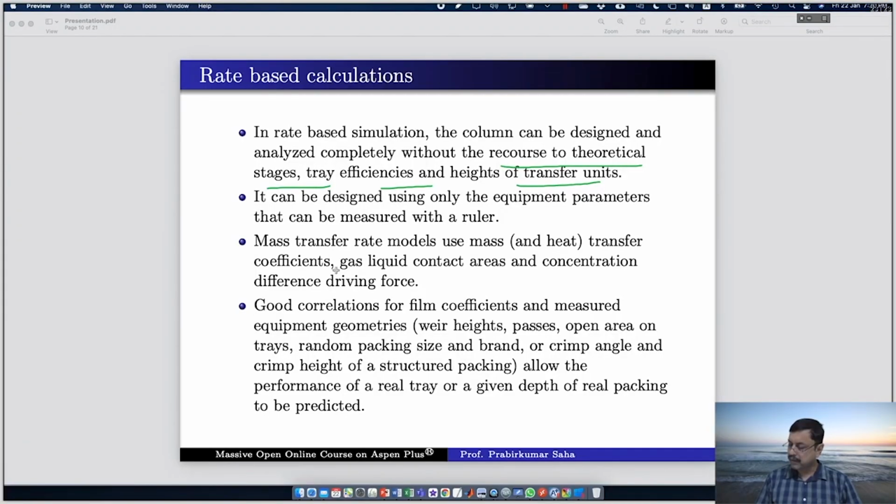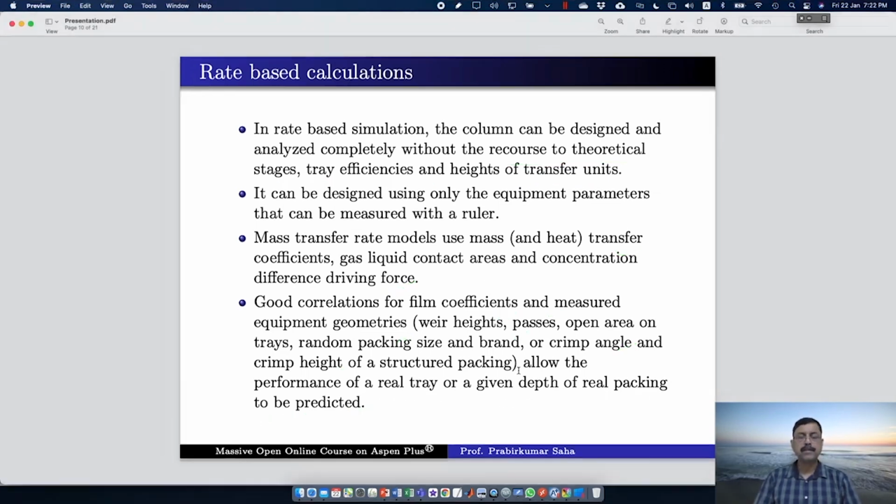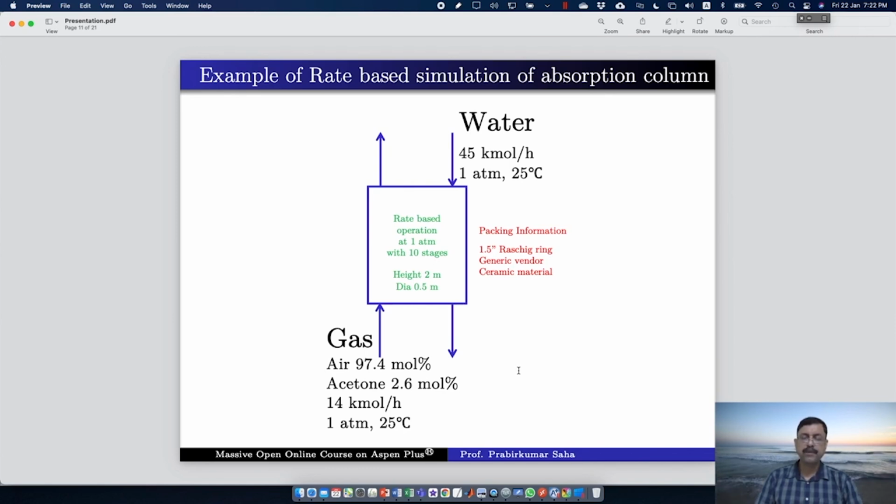Mass transfer rate models are used. Mass transfer coefficient, gas liquid contact areas, concentration difference, driving force, these are used. And good correlations for film coefficient and measured equipment geometries like weir heights, passes, open area on trays, random packing size, brand, crimp angle, crimp height of the structured packing, etc. These kinds of geometries allow the performance of a real tray or a given depth of real packing to be predicted. To understand that, let us take an example of an absorption column where rate-based simulation can be done.